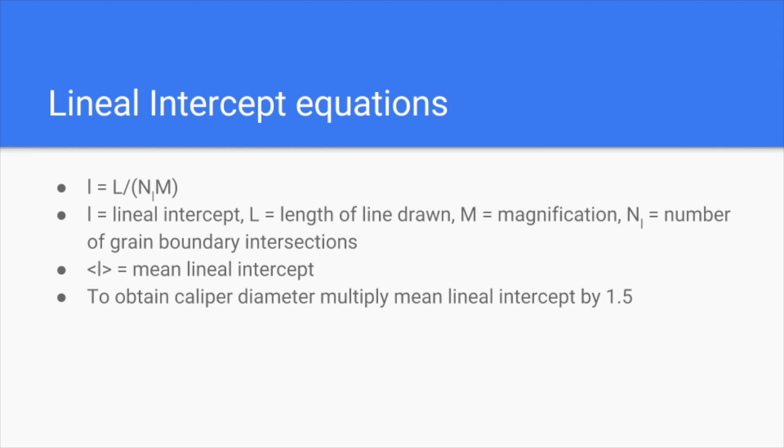The equation for the lineal intercept method is l = L / (n_l × m). Lowercase l is the lineal intercept, big L is the length of the line that was drawn, m is the magnification, and n_l is the number of grain boundary intercepts. As mentioned earlier, better results are achieved by taking multiple measurements of the lineal intercept in different directions. Taking an average of these values will give you a more accurate experimental result. Lowercase l in brackets corresponds to the mean lineal intercept. In order to get the caliper diameter, simply multiply the mean lineal intercept by 1.5.